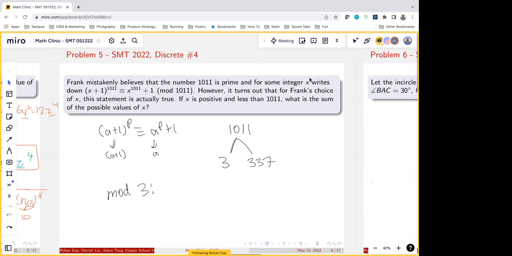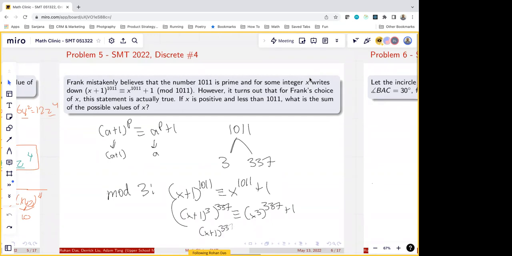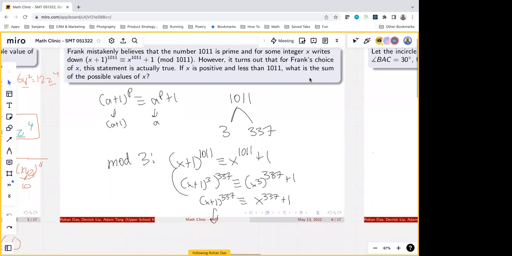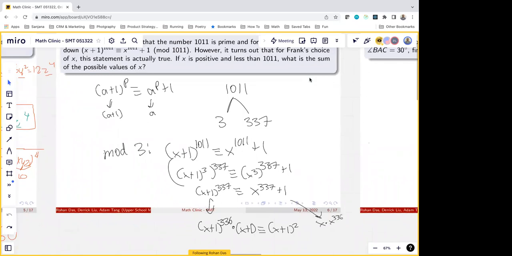When we consider it mod 3, we want (x plus 1) to the 1011 to be congruent to x to the 1011 plus 1. And as seen earlier by Fermat's Little Theorem, (x plus 1) to the 3 to the 337 is congruent to x to the 3 to the 337 plus 1. So then (x plus 1) to the 337 is congruent to x to the 337 plus 1. And also, we can continue this similarly. This becomes (x plus 1) to the 336 times (x plus 1), which is just congruent to (x plus 1) squared. Well, this becomes x times (x to the 336 plus 1), which is x squared plus 1.